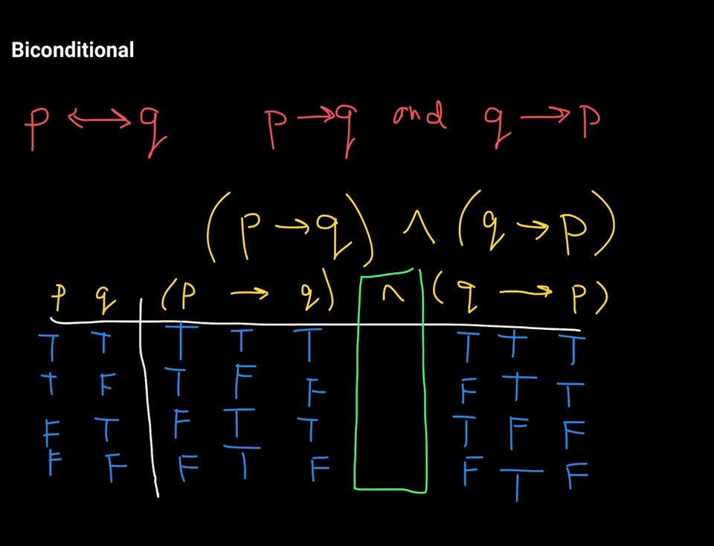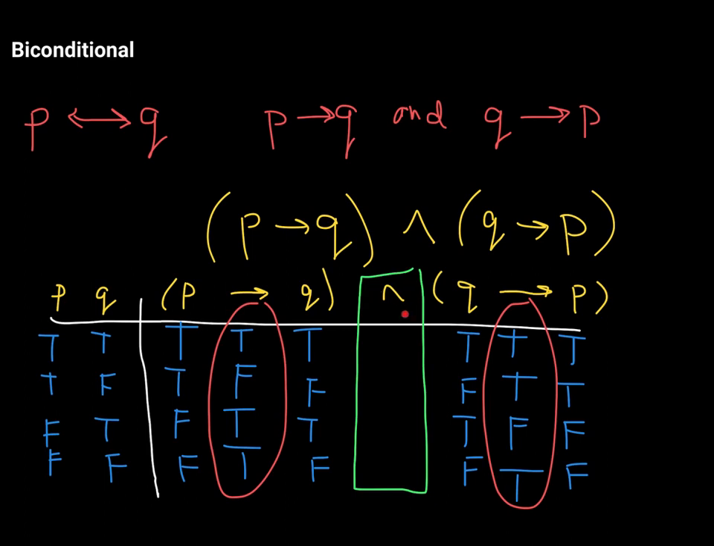Now it's time to answer this conjunction. I am comparing these conditional truth values to this one. But this is a conjunction. The only time a conjunction is true is when both of these statements are true. So true, true. Okay, that's true. False, true. False. True, false. False. And finally, true, true. Okay, true.